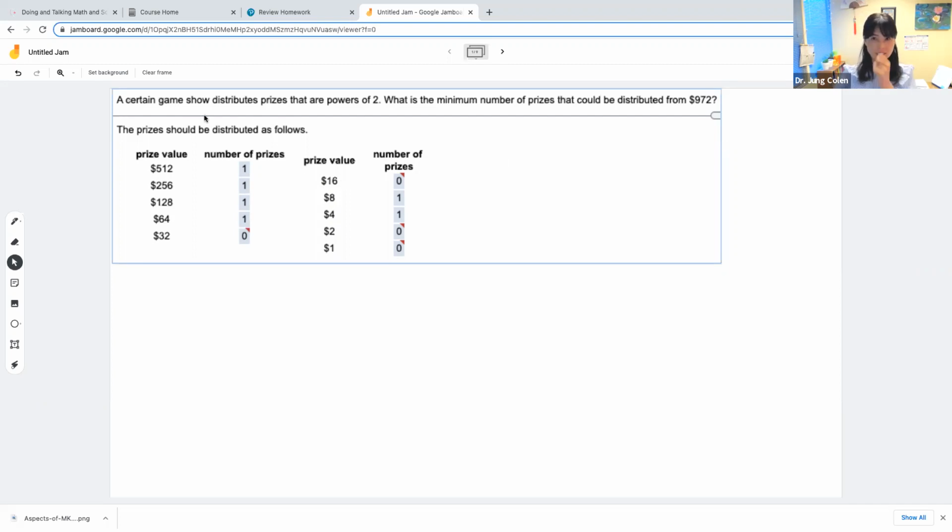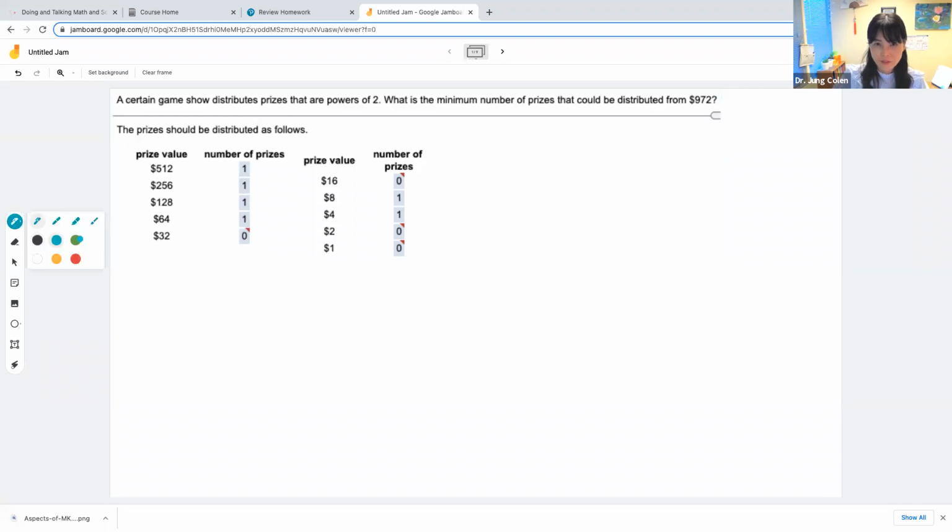Okay, so this question is saying a certain game show distributes prizes that are powers of 2. So they are using only powers of 2. For example, 2 to the 0th power is 1. So let me use my pen here. So that $1 is the same as, oh, it's not connected. Hold on. Okay, now I think it is. 2 to the 0th power is 1, so that's $1.